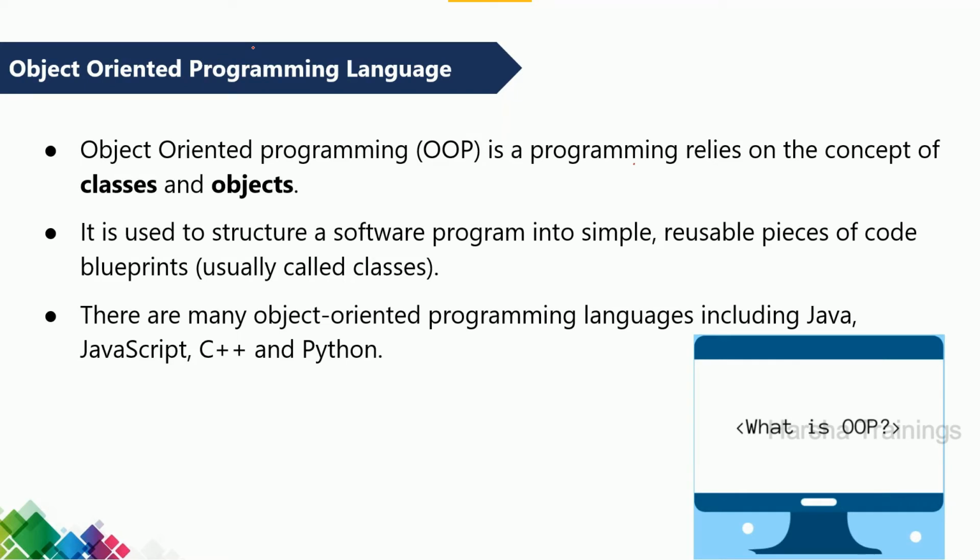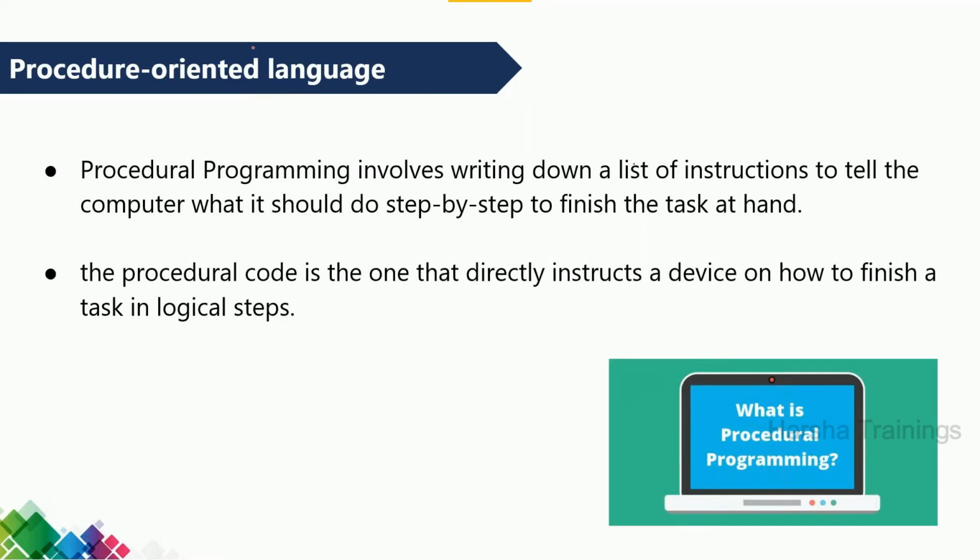Object-oriented programming language. Java is an object-oriented programming language. Before going to that, first I will explain procedure-oriented programming language so you understand the differences between procedure-oriented and object-oriented. For example, C language. C is a procedure-oriented programming language.